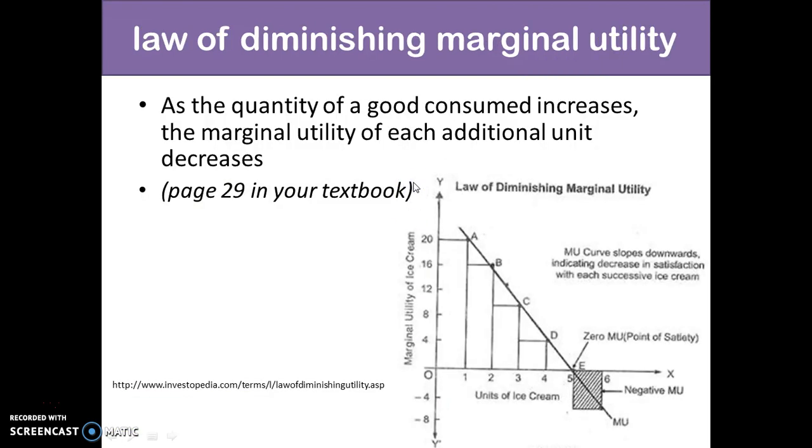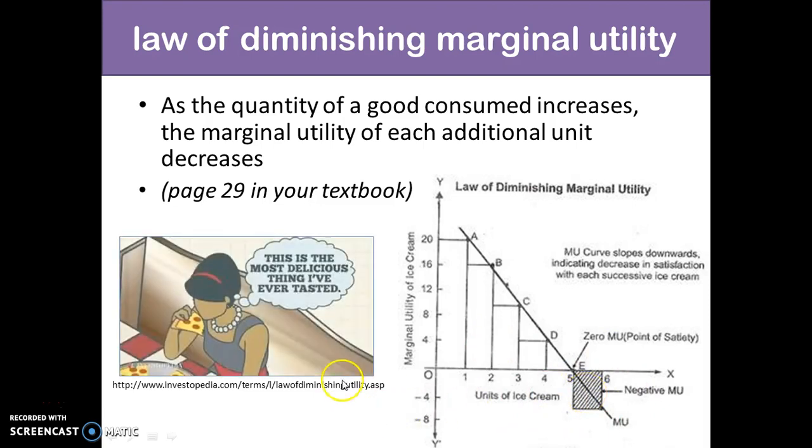The last concept is the law of diminishing marginal utility, and that's basically explaining what we just saw with the cookie example. As the quantity of a good consumed increases, the marginal utility of each additional unit decreases. And here's a good example with ice cream. As we eat ice cream, we feel really good, but as we consume more of it, we're going to be down to 0. And pretty soon we might feel sick. We might want to vomit because we've had so much ice cream, so we don't experience that satisfaction anymore. We no longer want it. A good video that shows this with a pizza example is at this link right here.